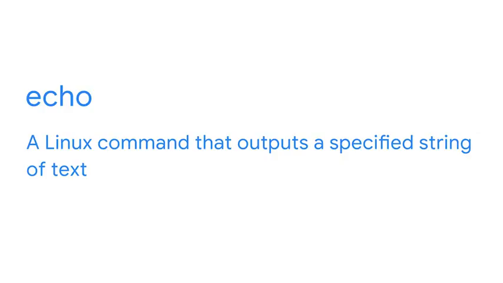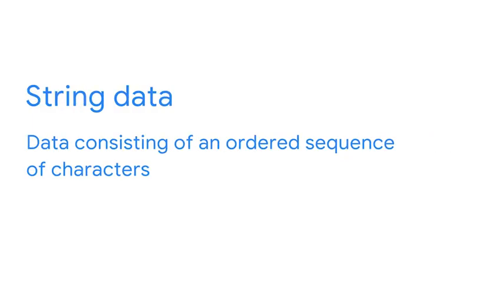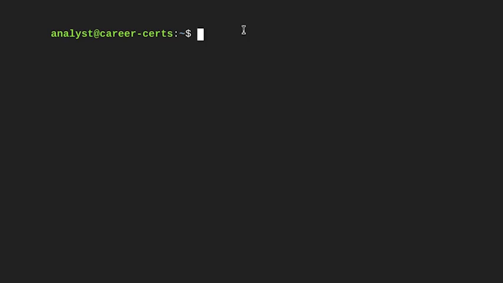Let's take a look at this with echo, a Linux command that outputs a specified string of text. String data is data consisting of an ordered sequence of characters. In our example, we'll just have it output the string of hello. So as input, we'll type echo hello into the shell. Later, when we press enter, we'll get the output. But before we do that, let's first discuss the concept of output in more detail.